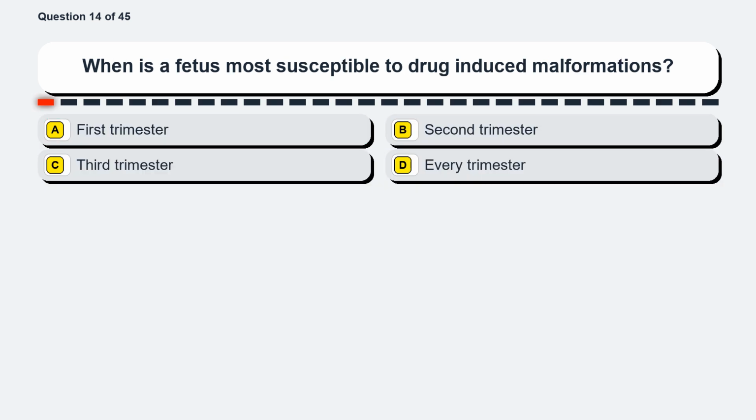Question 14. When is a fetus most susceptible to drug-induced malformations? Option A, first trimester. Option B, second trimester. Option C, third trimester. Option D, every trimester.